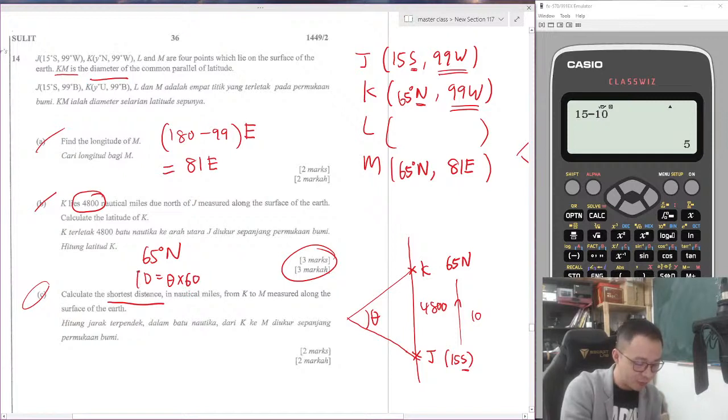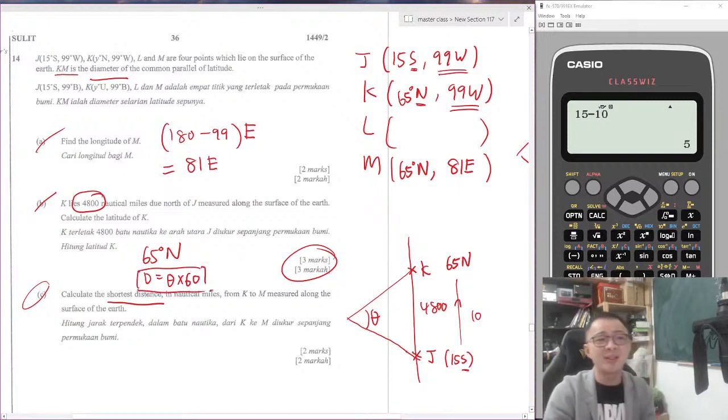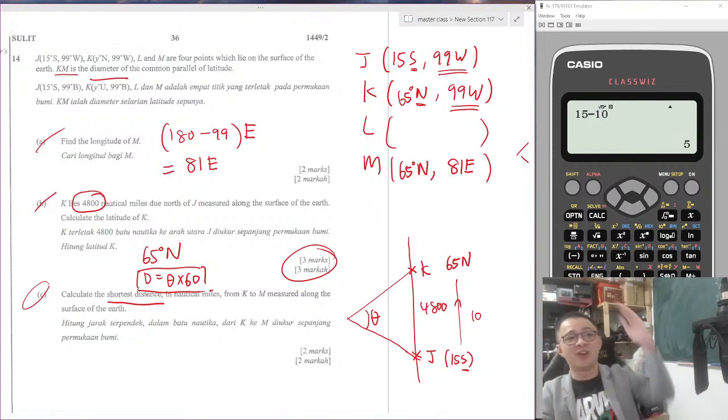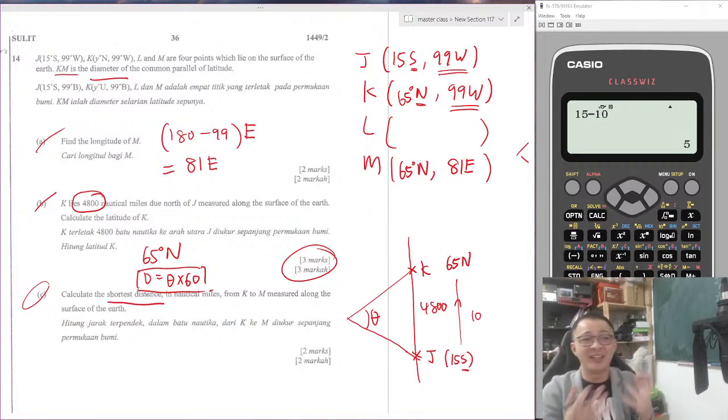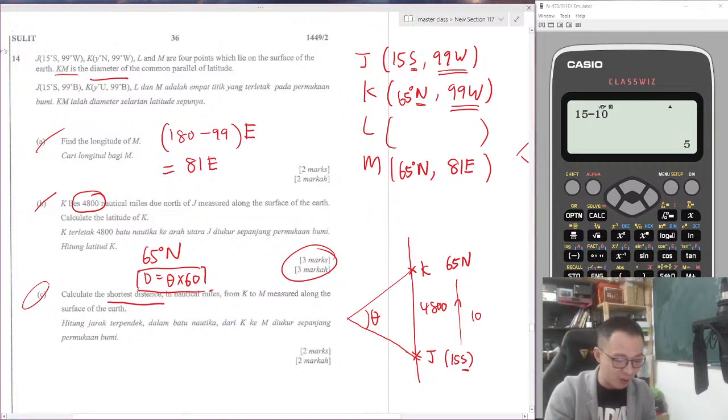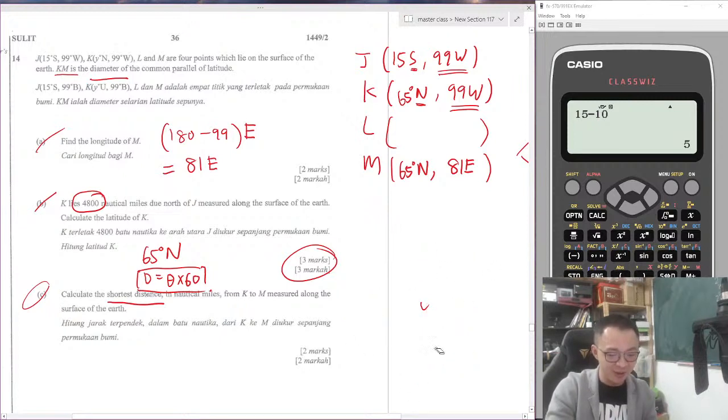Because for shorter distance, normally they need to fly through the South Pole or North Pole, or they can even fly to the equator. Therefore you must know how to use the shorter distance.